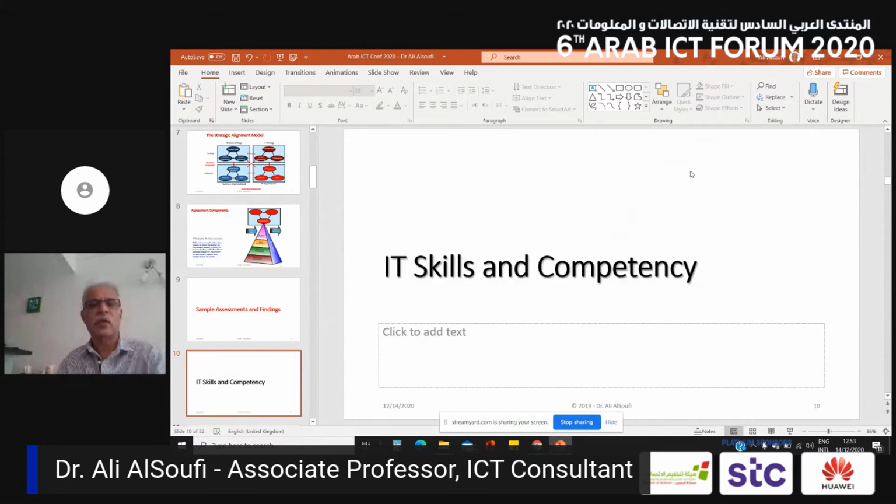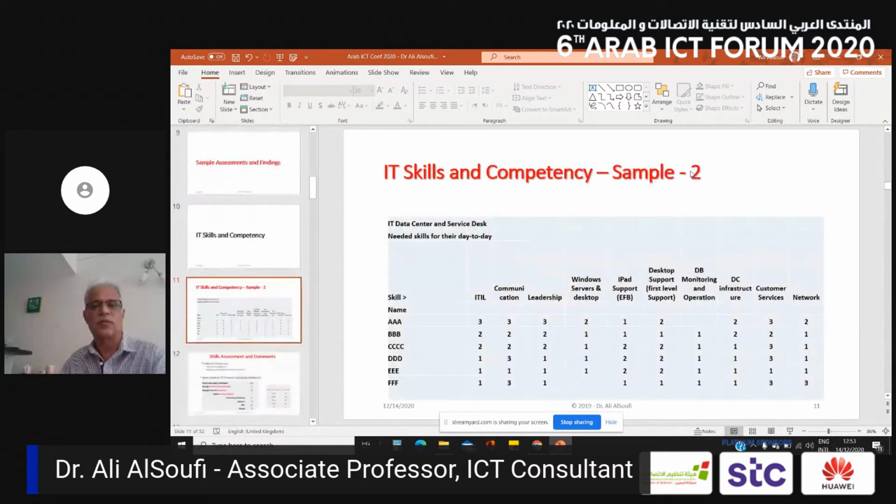IT skills and competency. The first thing I need to do is go and see the IT department. Let me investigate what the IT department looks like in terms of skills, processes, and governance. How do they live? What do they do? Do they really have the problem? And this applies to every department and their organization structure.